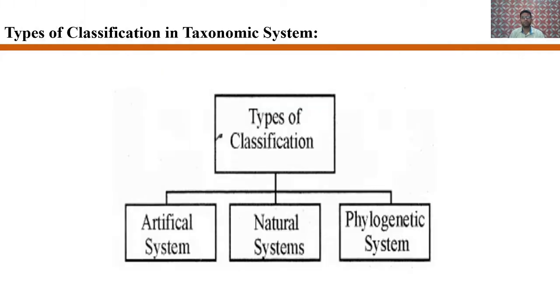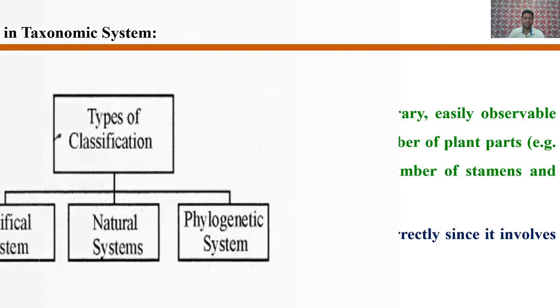Now coming to the main point, that is the types of classification in the taxonomic system. On various bases, the classification systems have been categorized into three main systems. Number one is artificial system, number two natural system, and number three is phylogenetic system.